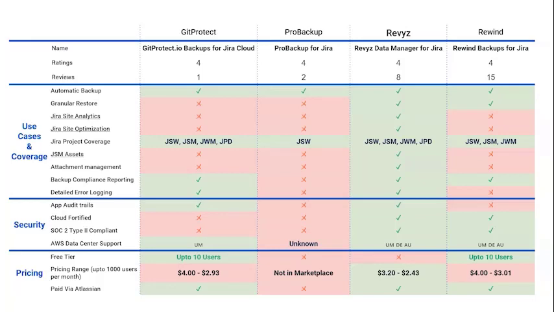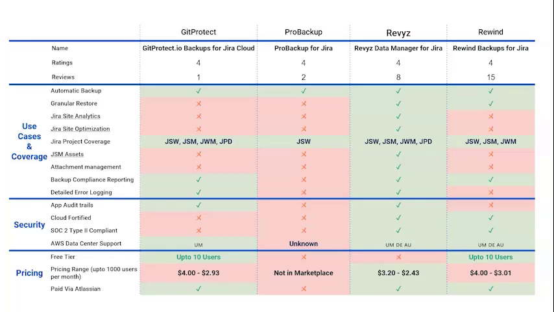Jira Project Coverage. In terms of Git Protect, JSW, JSM, JWM, and JPD are there in Git Protect. But in Pro Backup, it is supported only in JSW. Revise again has all four, that is JSW, JSM, JWM, and JPD. Rewind contains just JSW, JSM, and JWM, so it's not there in JPD. JSM Assets are not available in the other three add-ons except Revise.